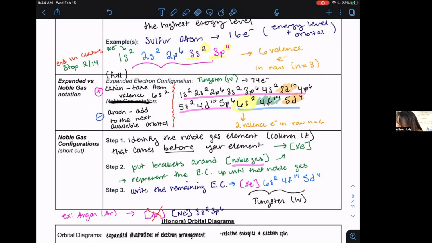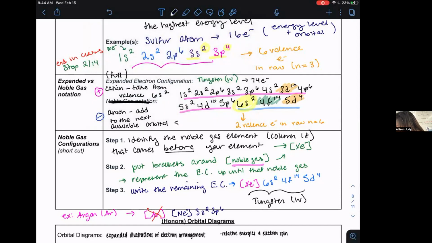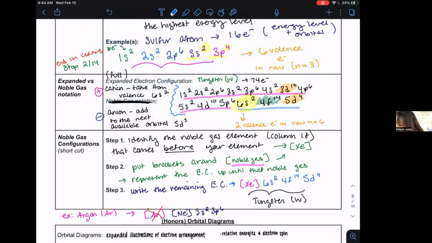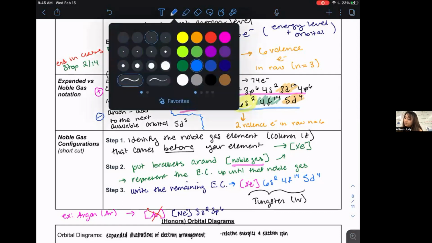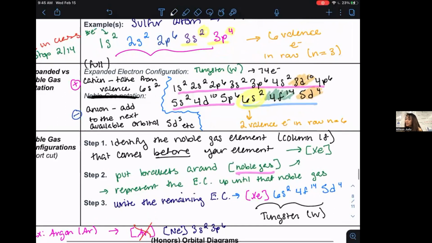So let me finish writing. I realized I deleted 5D. So you would add to the next available orbital of 5D, 5D5, and so on. Does that make sense to everybody the way I wrote it right here? 5D5, and so on. I can write etc. Okay, does that make sense? I want to make sure the records make sense.